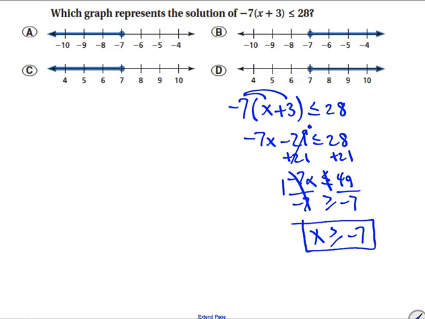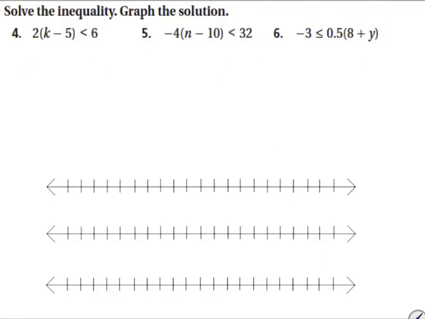So, since it matches with that, we need to find the graph that shows a boundary point at negative 7, which is one of these two. And it shows numbers greater. Well, that would be B. So that would be the correct solution. Just to make sure we're good, let's try in 0. Negative 7 times 0 plus 3, that's negative 7 times 3, which is negative 21. Negative 21 less than or equal to 28 is true. So that one appears to be correct.